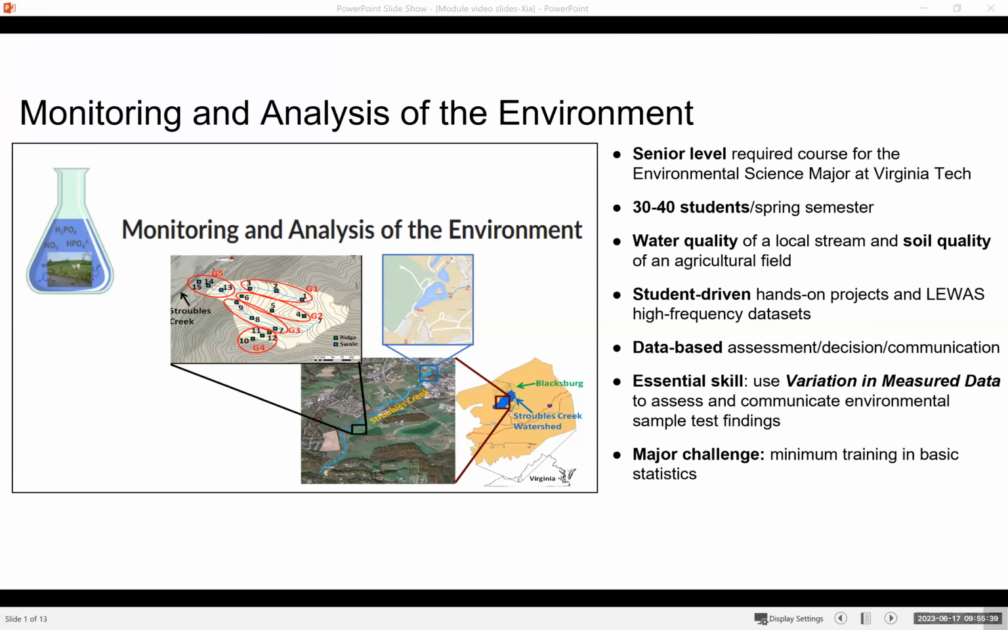Hello, everyone. This is Monitoring Analysis of Environment lab course. This lab course is required for the senior level environmental science major at Virginia Tech.